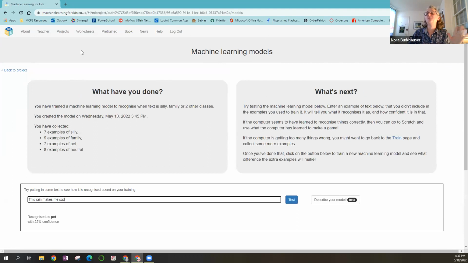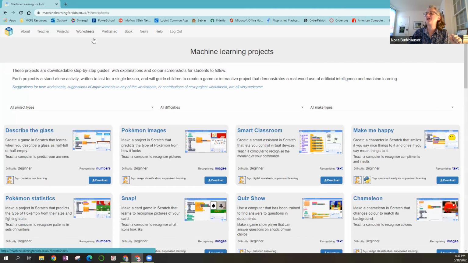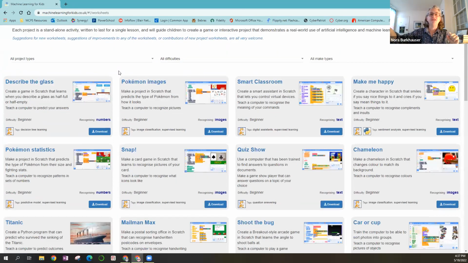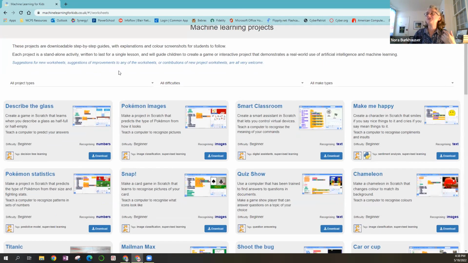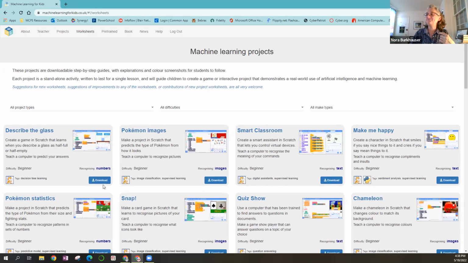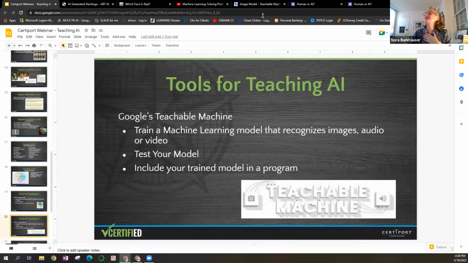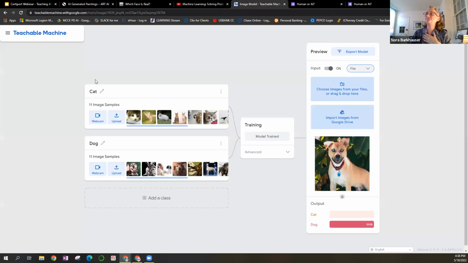There are so many things you can do in here. If you go to the worksheets tab, in here are PDFs of step-by-step how to train the model. And then if you want to pull it into either a Scratch program or a Python program, you can use it to actually build something. So it's pretty cool. It's a lot of fun, and I really like using it. There's another one, a little bit easier to use, a little bit more accessible, and that's Google's Teachable Machine.